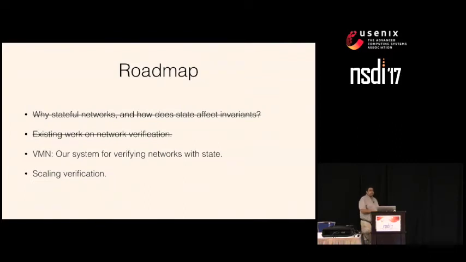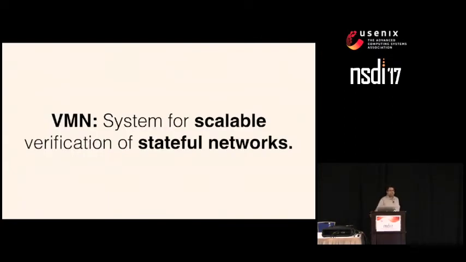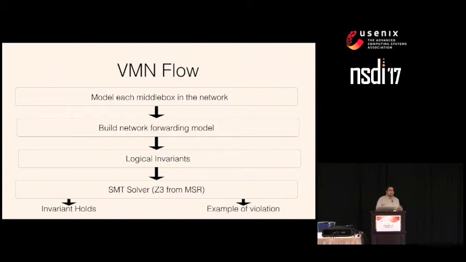So now let me give you an overview of our approach to doing this verification, which we call VMN, or Vermin. Vermin is a system for scalable verification of stateful networks. Our verification methodology is to use model checking. We have a 4-step process where we first model middleboxes. Then we take these middlebox models and combine them to form a model of the entire network. Basically, this is where we take the topology into account. We add in some logical invariants, and then, like many other people, we translate this into first-order logic formulas acceptable to Z3, and we feed it to the SMT solver, which tells us whether there was a problem or not.